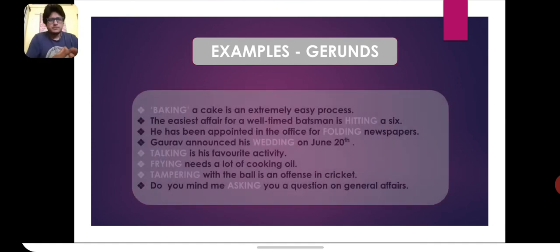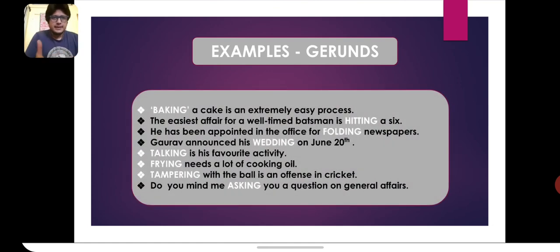Okay, we've got some examples of gerunds. Baking a cake is an extremely easy process, right? You only have to put the batter in the mold, and you have to preset it or preheat the oven or the microwave before you actually bake it or put it into baking. And then you have to set it at a certain temperature for a certain tenure. Okay. So the easiest affair.